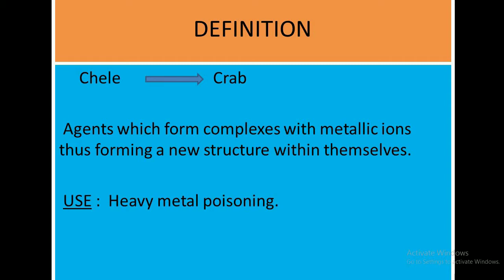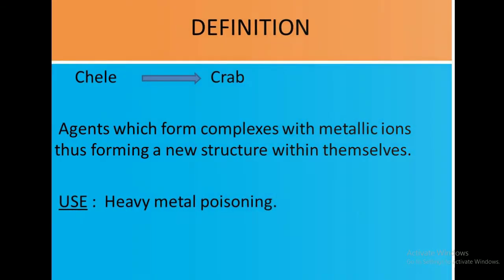These are the agents which form complexes with metallic ions and thus form a new structure within themselves. They create a new structure inside them once they bind with the metal. Mostly these are used in heavy metal poisonings. So this is an easy way to treat and remove heavy metal poisoning.